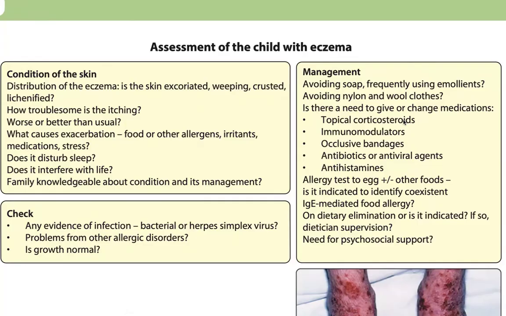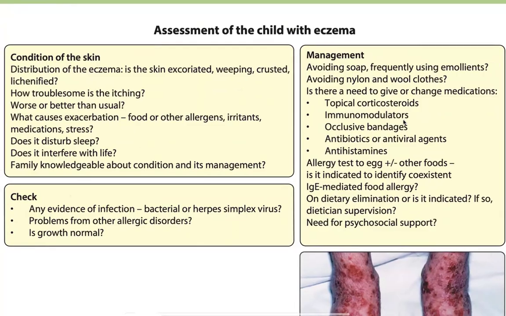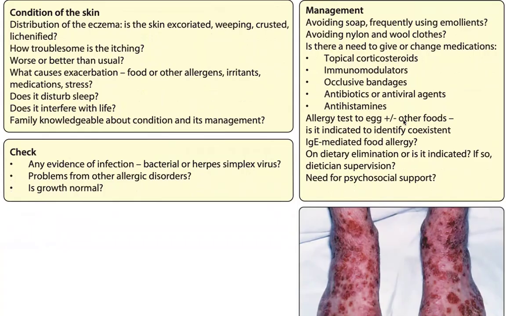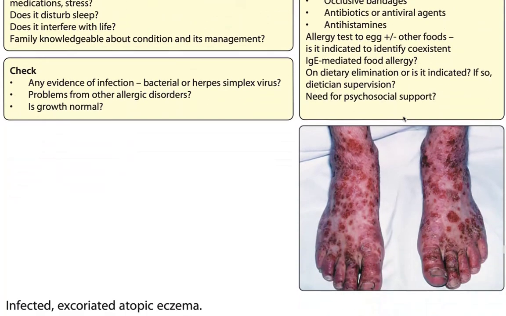Management: avoiding irritants, frequent use of emollients, avoiding irritant and immune foods. Is there a need to give or change medications: topical corticosteroids, immunomodulators, occlusive bandages, antibacterial agents, antihistamines? Allergy test to egg, plus or minus other foods? Is it indicated to identify coexistent IgE-mediated food allergy, and is dietary elimination indicated? Is dietitian supervision needed? Is there a need for psychosocial support?